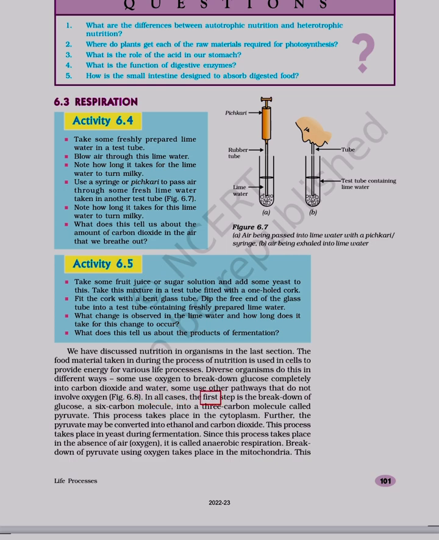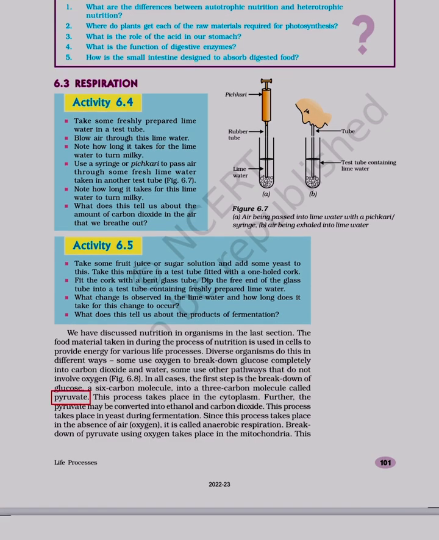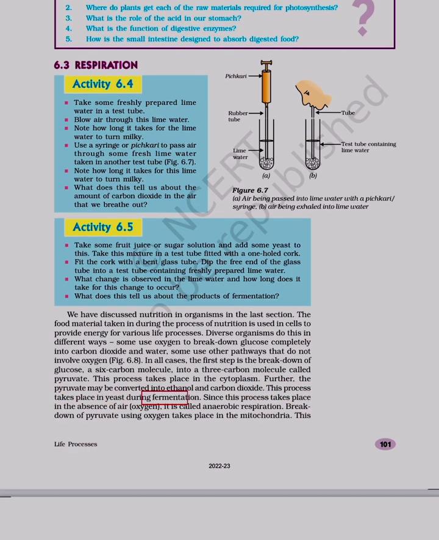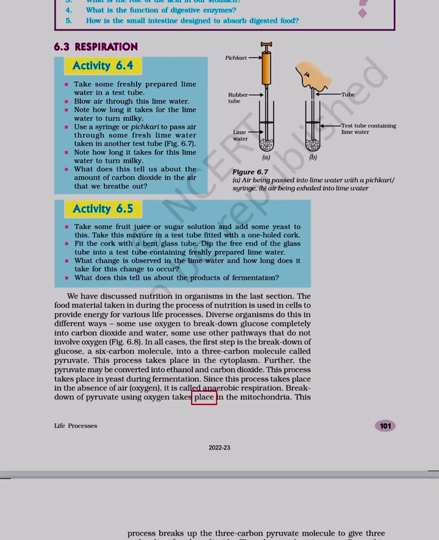In all cases, the first step is the breakdown of glucose, a 6-carbon molecule, into a 3-carbon molecule called pyruvate. This process takes place in the cytoplasm. Further, the pyruvate may be converted into ethanol and carbon dioxide. This process takes place in yeast during fermentation. Since this process takes place in the absence of air oxygen, it is called anaerobic respiration. Breakdown of pyruvate using oxygen takes place in the mitochondria.